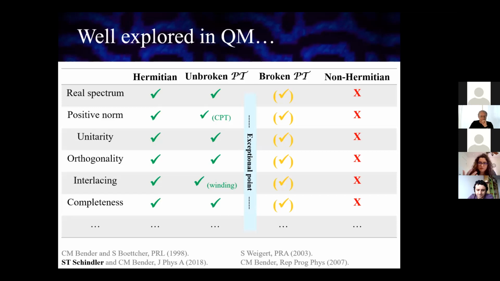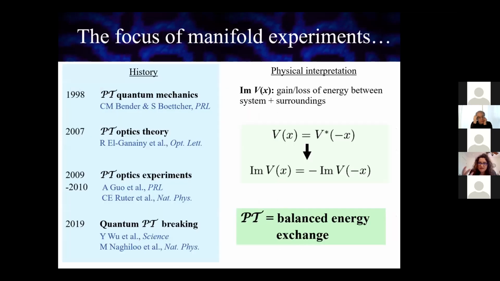PT symmetry, of course, has been very well explored in quantum mechanics. A quantum mechanical operator that's Hermitian, of course, has a real spectrum. You can have that in an unbroken PT system. You have a positive norm, you have unitarity, orthogonality, interlacing, completeness, all of these great properties, which you don't have in a general non-Hermitian system.